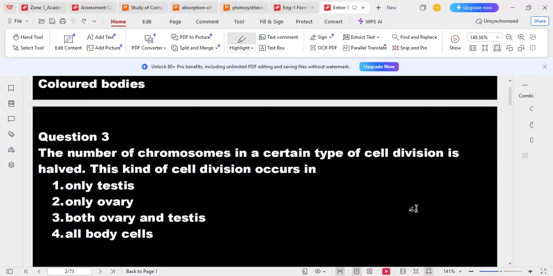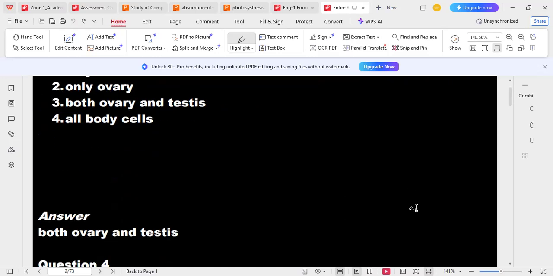Now, coming to the third question, the number of chromosomes in a certain type of cell division is halved. This type of cell division occurs in only testis, only ovary, both ovaries and testis, or all body parts. So it's both ovaries and testis because they are the reproductive organs and gamete formation takes place there.